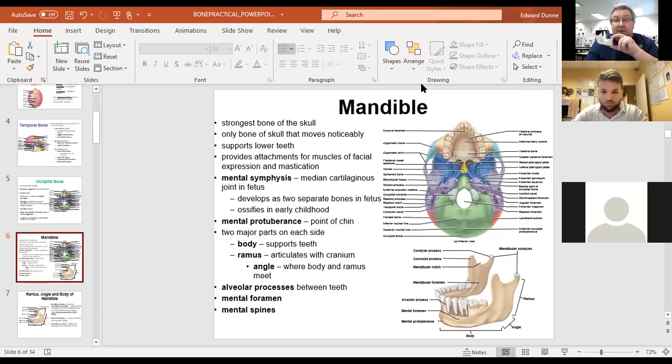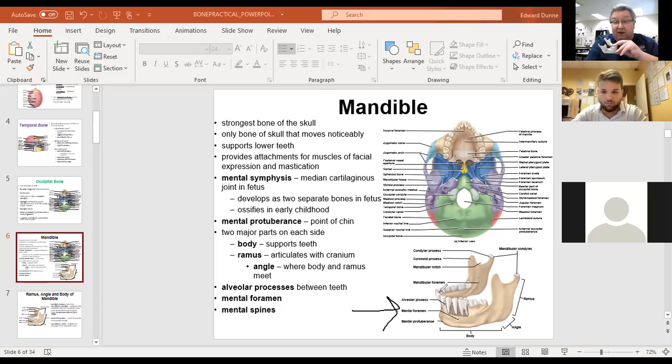Let me get my pen here. All right, it's this area right here we're looking at. The next two PowerPoints, this one and the next one, really do show the mandible really well. So again, the mandible is the only part that really moves on the skull. And if you open your mouth and close your mouth, it's the mandible that's doing that work.